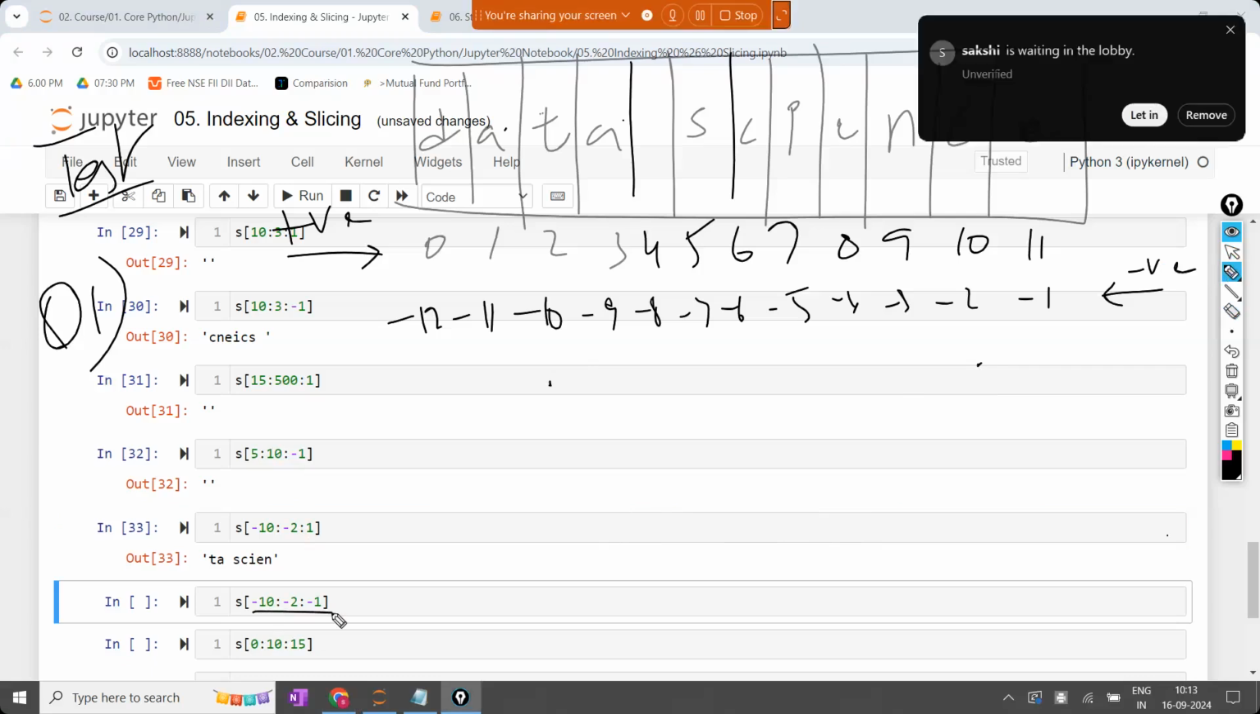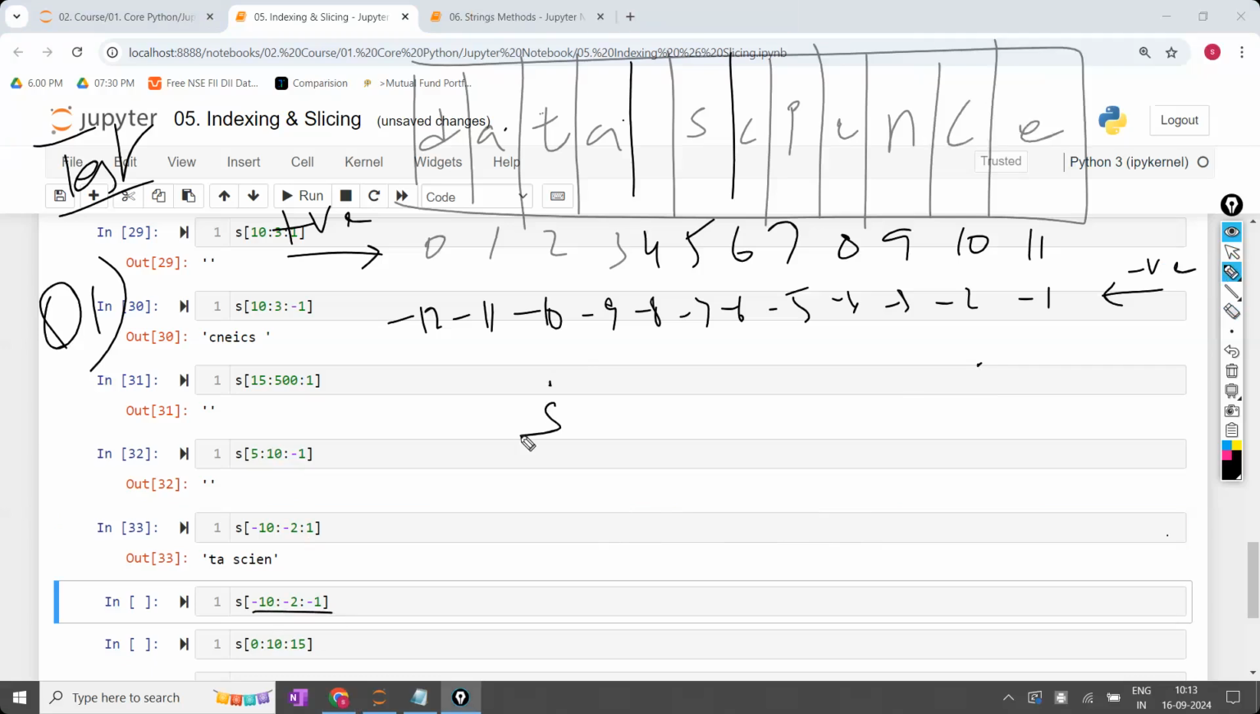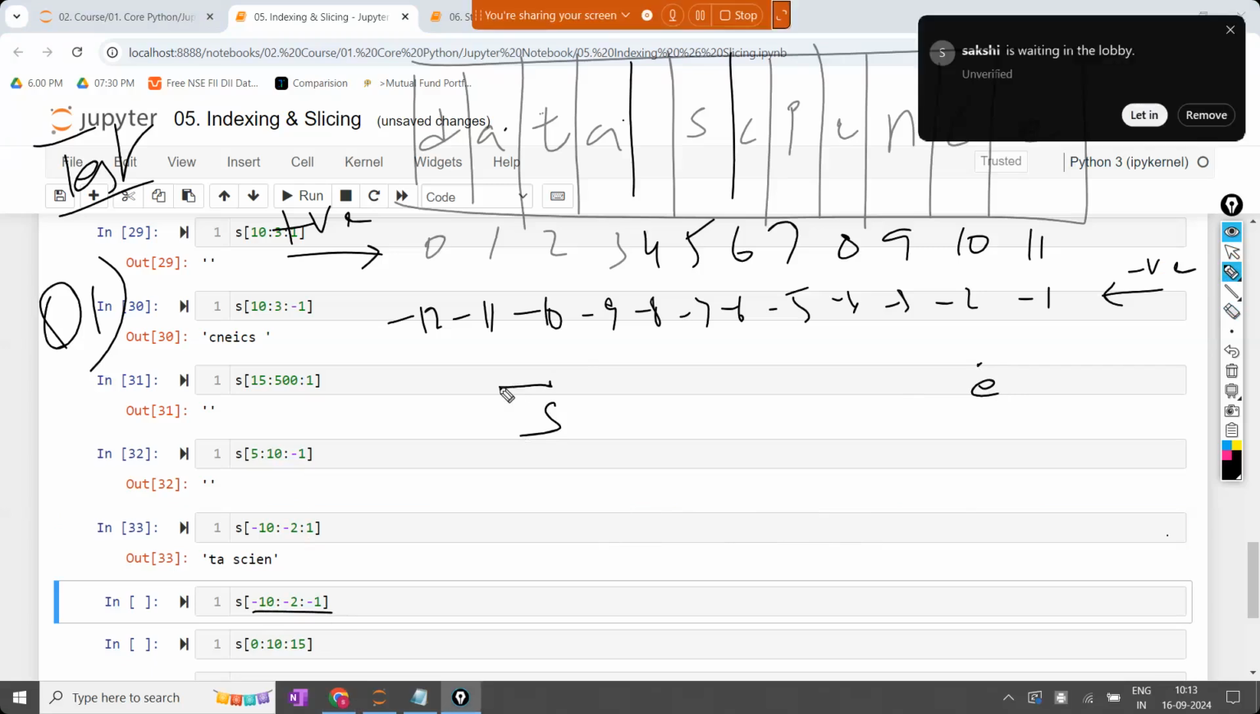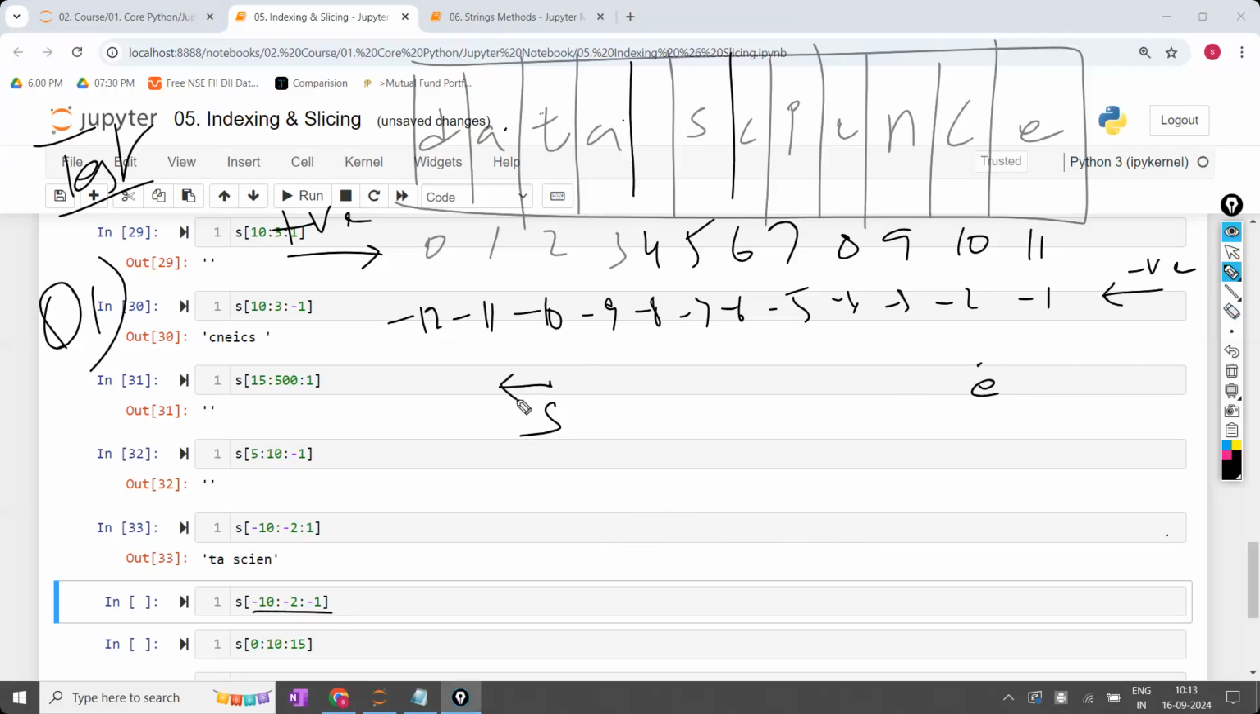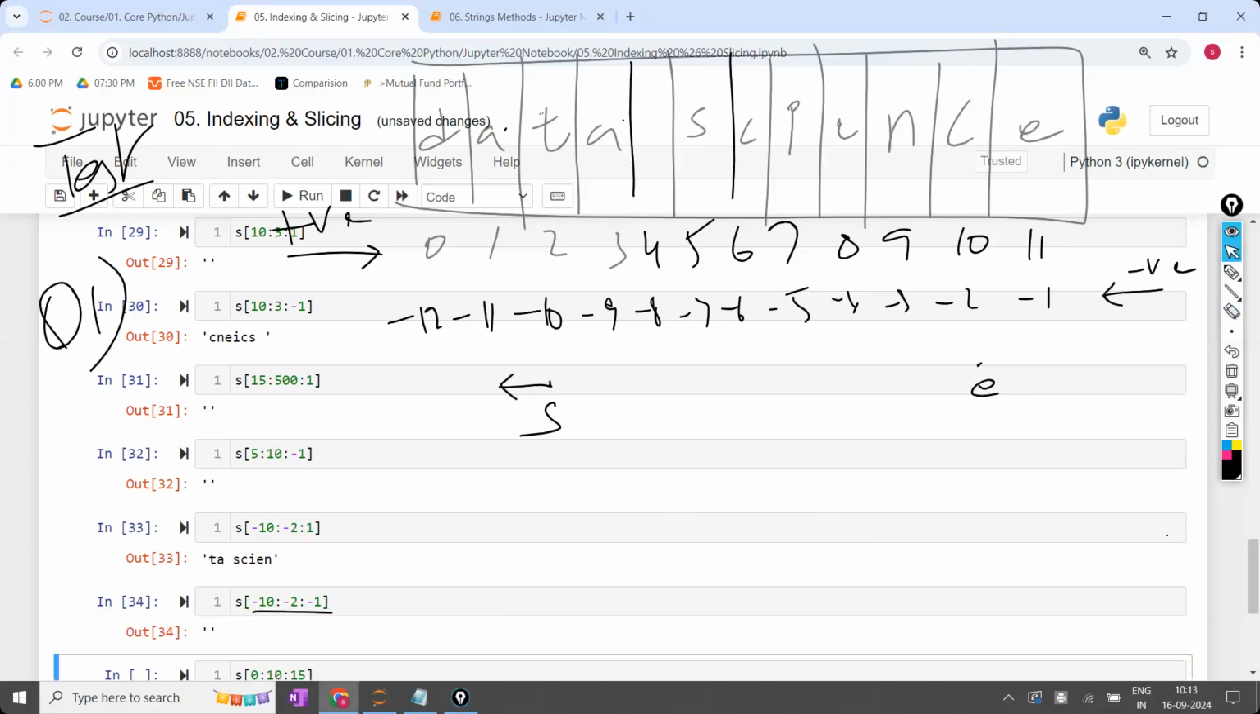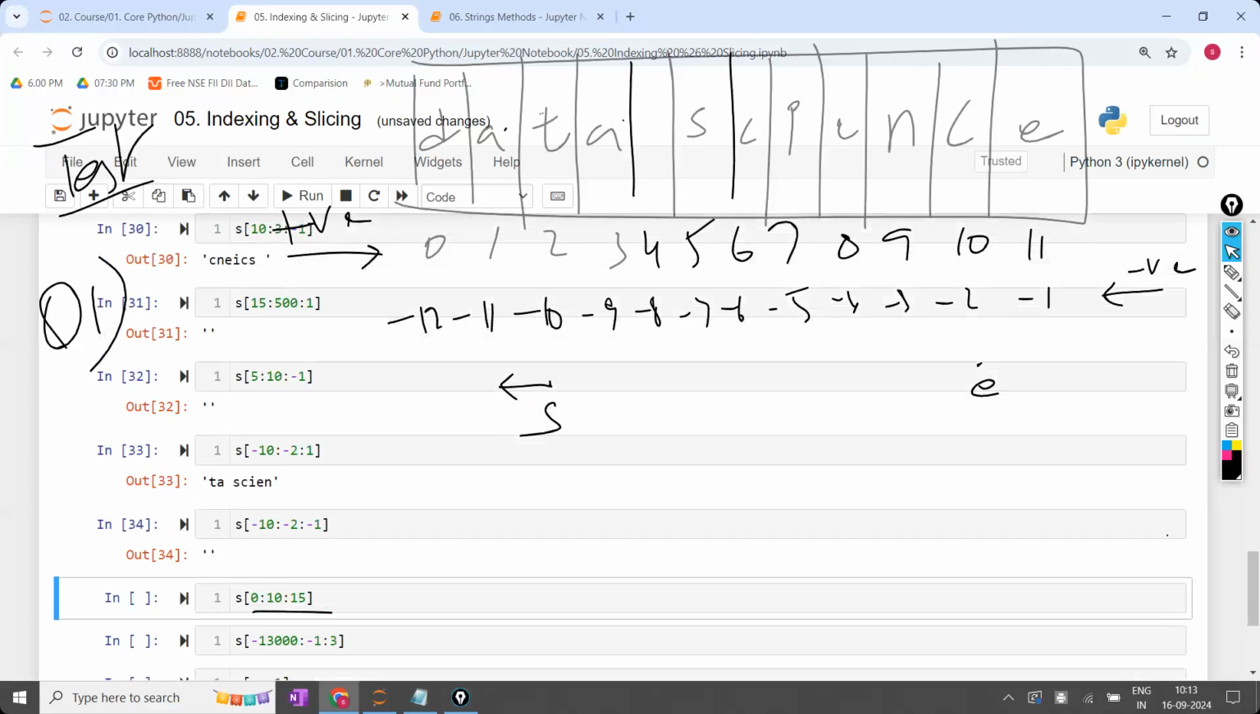Next, minus 10 is the starting point, minus 2 is the ending point. Direction is minus 1. What is the output? Empty. Done. Now, last question. No, sorry, two more questions are there.